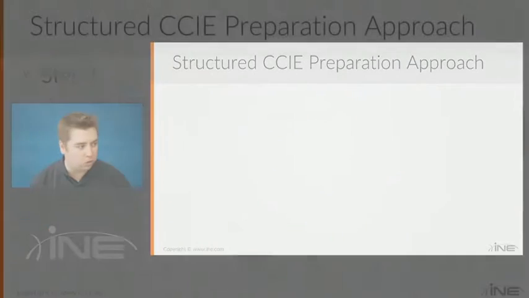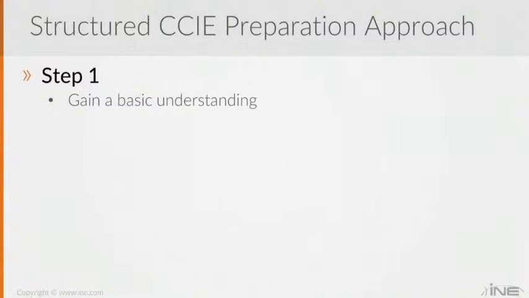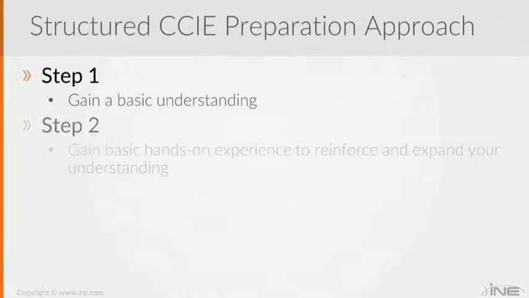Okay, first and foremost, you need to get just a basic understanding of what's going on. So what is MPLS? Why would you even want to use it to begin with? Then get a basic hands-on configuration experience. So how do I configure basic Label Distribution Protocol? How do I configure basic BGP VPNv4 peerings?